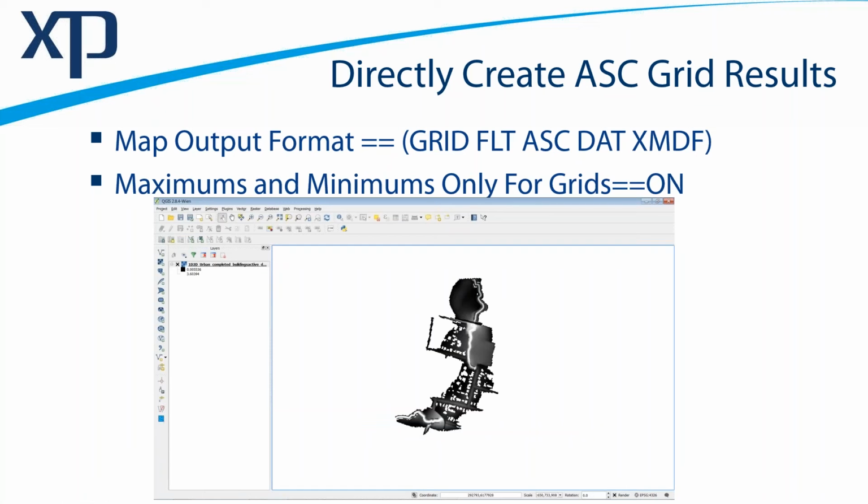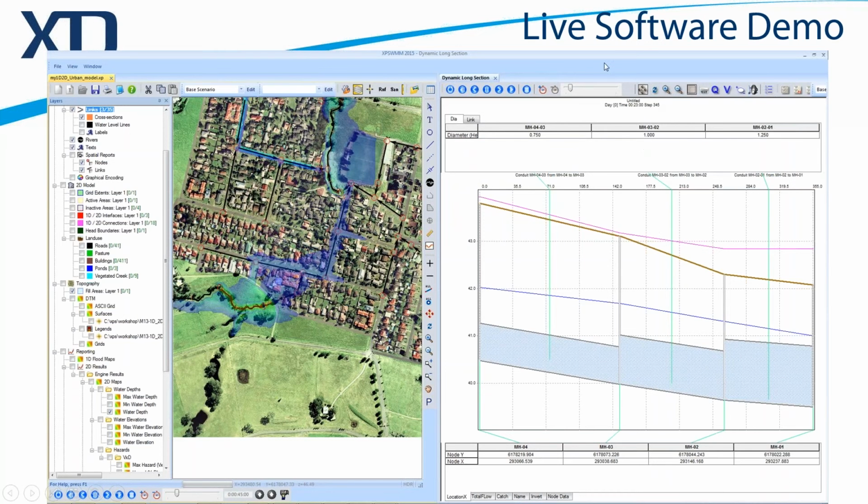Here I have taken the ASCII grid for the maximum depth, and I've opened it up in QGIS. I suppose it could be any GIS, but I happen to use one that's fairly generic. And so I've got that ASCII grid directly opened in QGIS without having to do any special export from XP. So essentially what I'm saying is you don't need to export your results if you are already telling it to create the envelope of maximums. Let's go to a little bit of a live software demo so I can discuss these items that I've just been explaining.